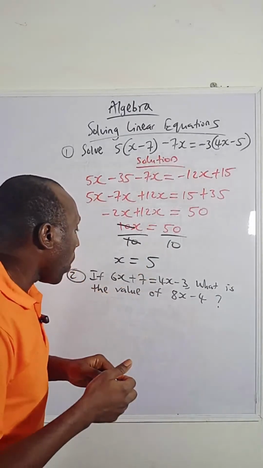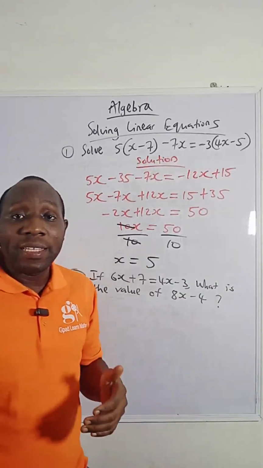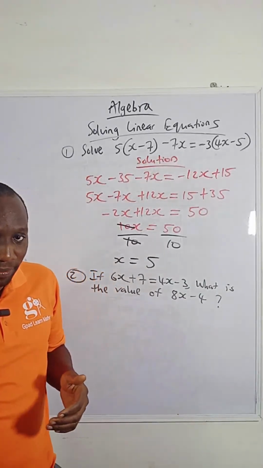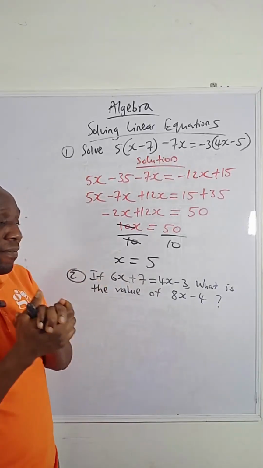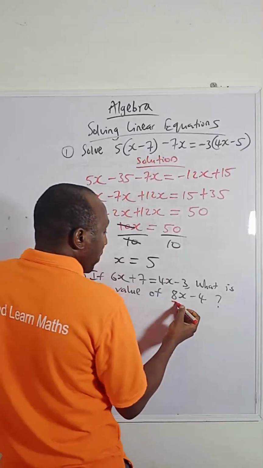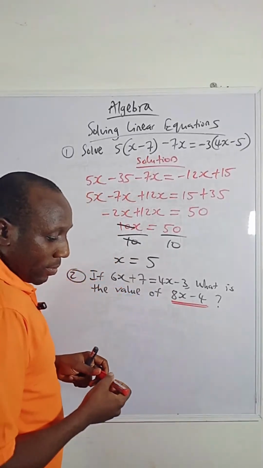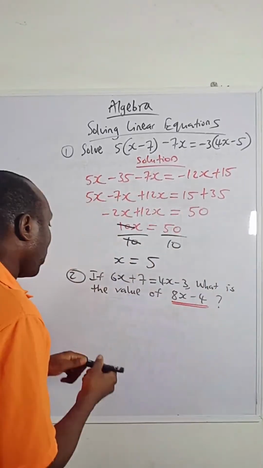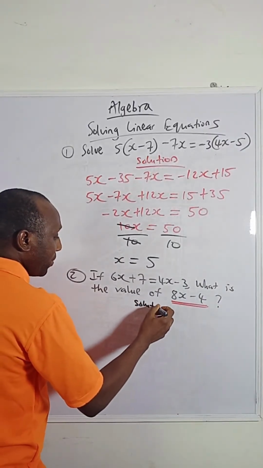So you know what we are going to do first? Let us first of all get the value of x. So once we have the value of x, we will now use it to find the value of 8x minus 4. Right? Let's do that, people. So solution here.